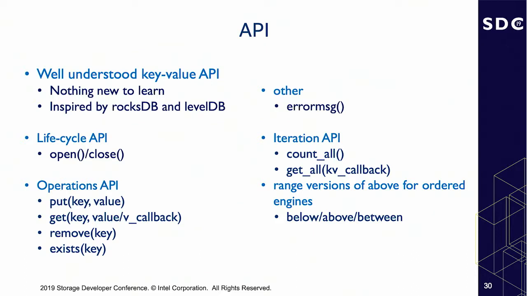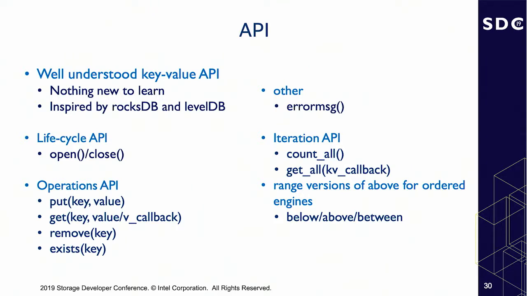So let's talk about our API. We really took a careful look at the other key value stores. RocksDB is probably the biggest influence of our very simple API. I already kind of showed you the open and close part, but the real simple part here is that there's a put and a get. There are the obvious things about removing and checking to see if something exists. And then there are some iterations for going through everything in there. And for the ordered ones, we have range-based iterators.